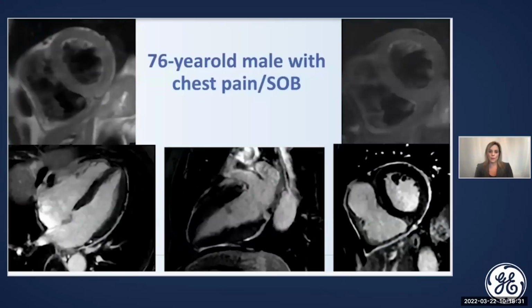This is an example of a 76-year-old male with chest pain and shortness of breath. All of the images you see are acquired in a single-shot technique, including the double IR on the top left, our T2 on the top right, and 3 planes of single-shot phase-sensitive MDE along the bottom. We have nice nulling of the myocardium, and we have our circumferential delayed enhancement in this patient with pericarditis.